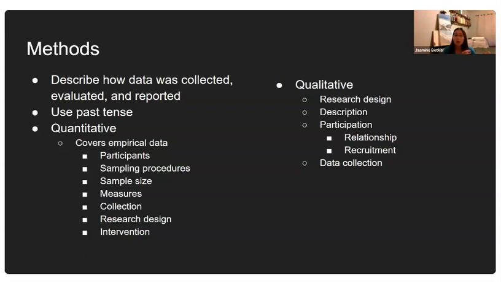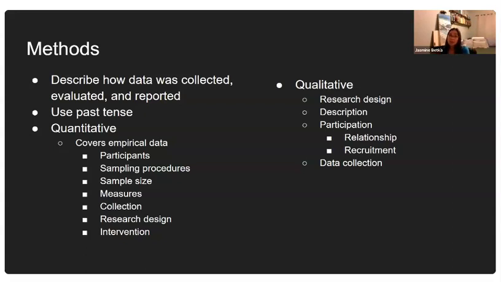You want to also include any measures or collection methods. So how are you collecting the data? What kind of measures are you going to use or did you use? And then also you want to cover the research design and what the intervention was. So this is all about the methods for creating the study or creating the research process.